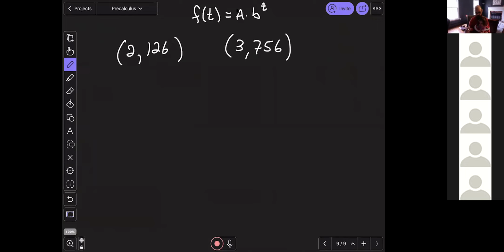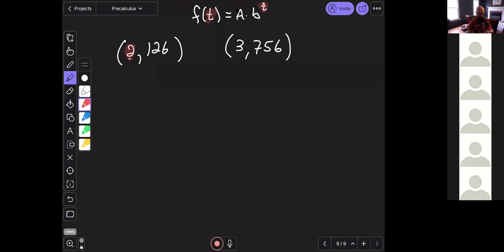Okay, ready? All right, so we have this information. If I have an input of 2, I'm going to have an output of 126. And just remember that our input is going to be this t right here. So our inputs are going to go in for t.